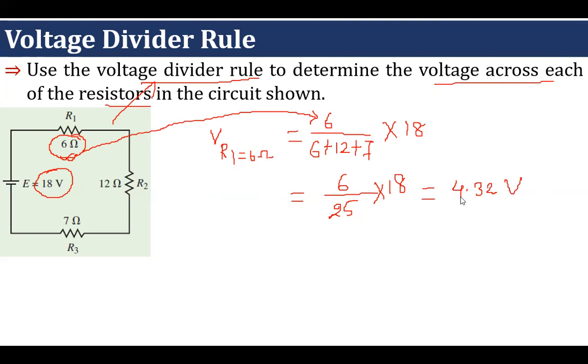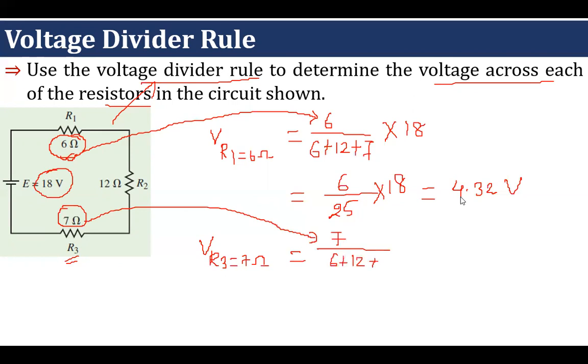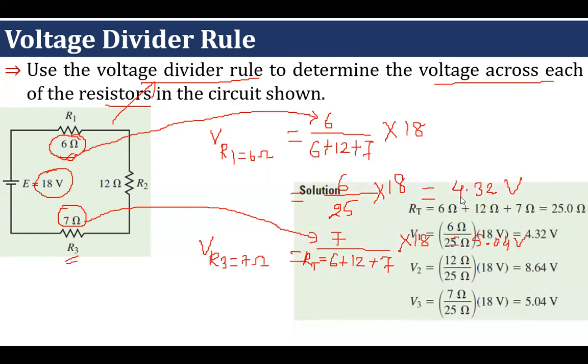Similarly, the voltage across this 7 ohm resistor will be how much? This is the R3 resistor, which equals 7 ohm. So just write 7 at the top, do the summation of all the resistors, this is the RT, the net resistance in the network, and multiply with the applied potential. So this is going to be equal to 5.04 volt. So these are the answers.